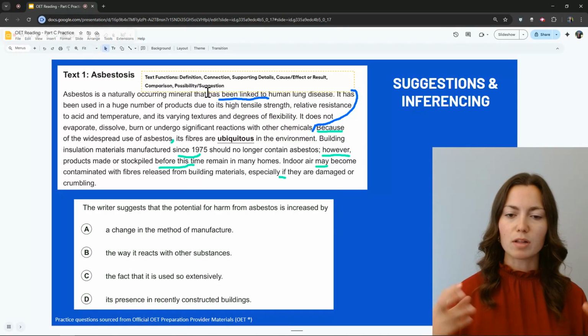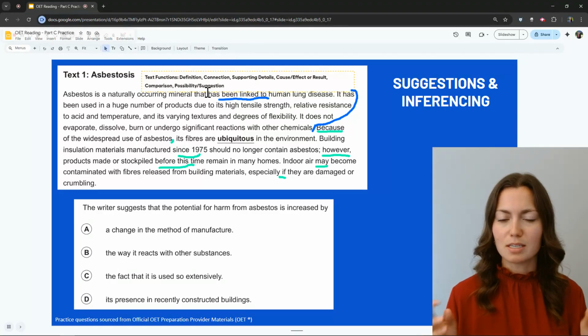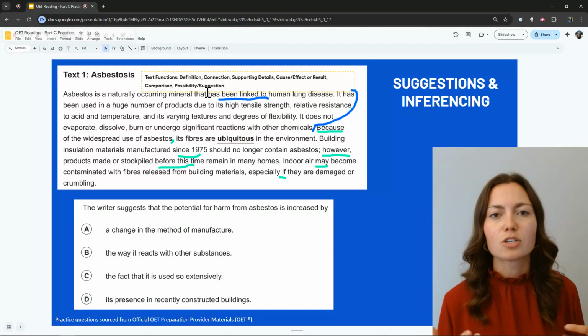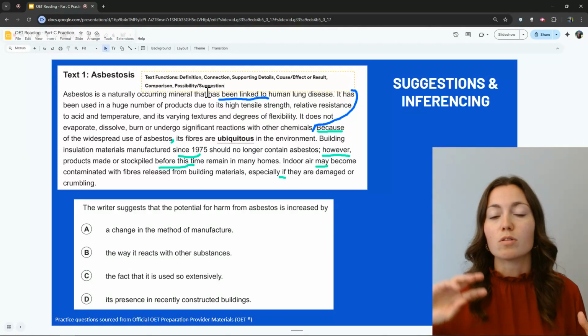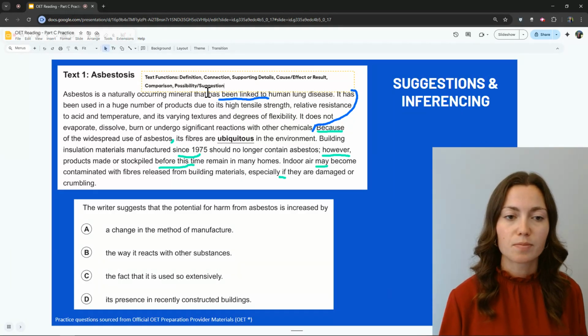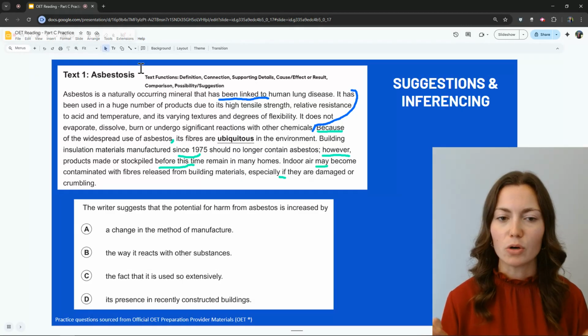How do we know that? Well, look at those may, if. These are conditions. These aren't certainties. So they suggest that the function is actually to present a possibility in that case. So these are only a few of the text functions, but they are ones that we commonly see in the OET.